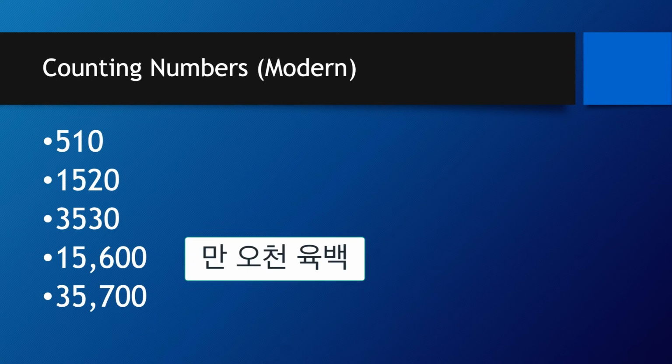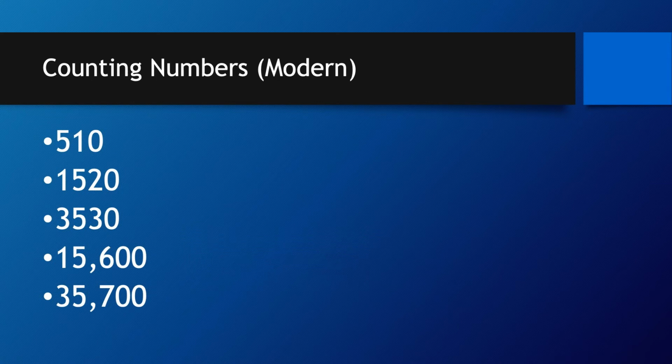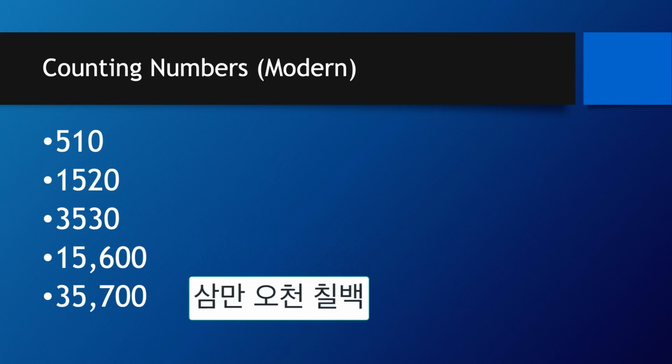How do you read 15,600? Again, we need to use 만. 15,600. Instead of saying 15,600, which is wrong in Korean. How about 35,700? 35,700.